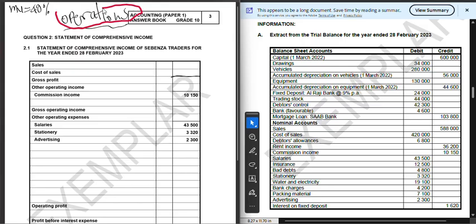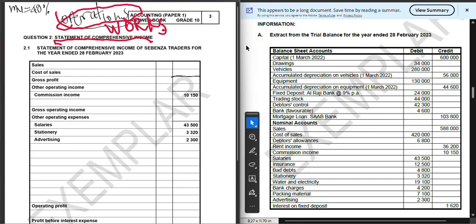Very important. Operations, how the business operates, how the business works. Okay? How the business works. That's the nominal account section. So everything in the statement of comprehensive income deals with what? With operations. I hope we are clear.